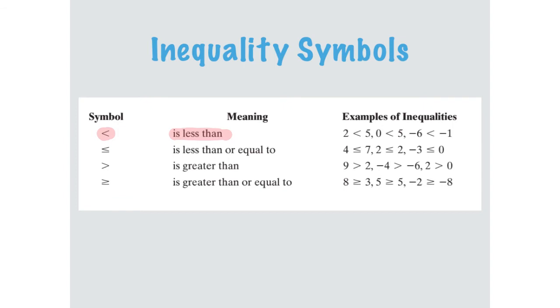And remember, the small side of the inequality points towards the small number, or some people think of the crocodile eating the big number, however you remember it. But this one right here includes when it is equal to a number. So that's less than or equal to. This is greater than and greater than or equal to.